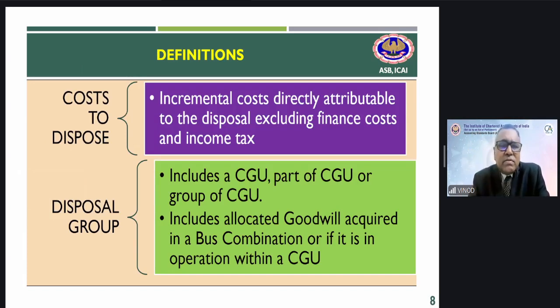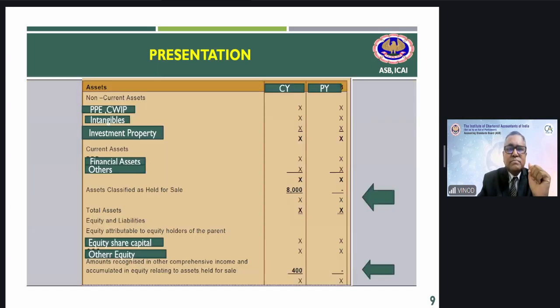Some definitions again. Since this is held for sale, that means definitely there will be certain costs involved in the sale. So, disposal costs. It's nothing new for us to discuss. Just keep in mind, it will keep on asking for the cost to dispose. Disposal cost will exclude finance cost and income tax, only direct cost.